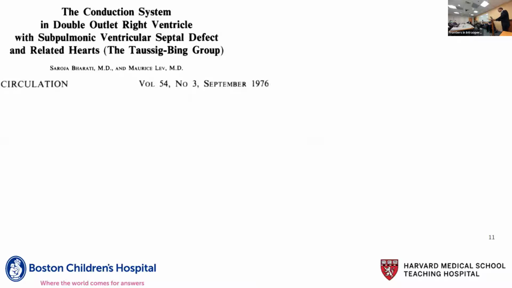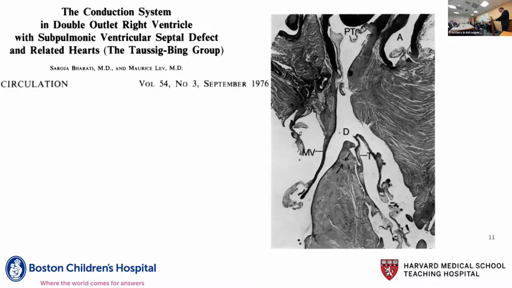This is a paper from the Powerhouse group in Chicago, looking at the conduction system in double outlet ventricle, subpulmonary VSD group. Basically, this figure illustrates, to the left of your screen, the left side of the heart, and to the right of the screen, the right side of the heart. The mitral valve is indicated by MV, the tricuspid valve by TV, you can see it very clearly. And D is the ventricular septal defect. At the crest of the ventricular septum, you can see the His bundle, which is marked by the 2 arrows.